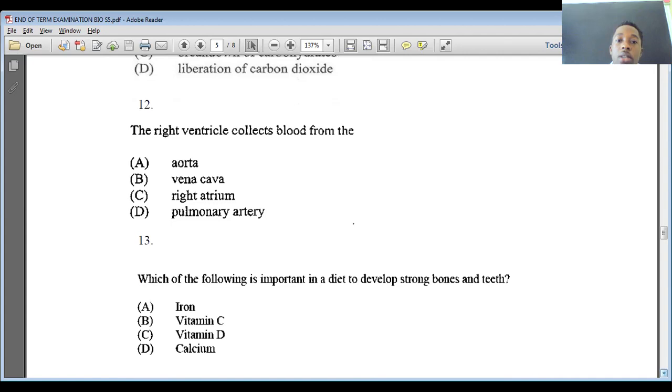The right ventricle collects blood from the vena cava. Sure? No, it would be the right atrium. Right atrium. Yes. So the right ventricle collects blood from the right atrium.